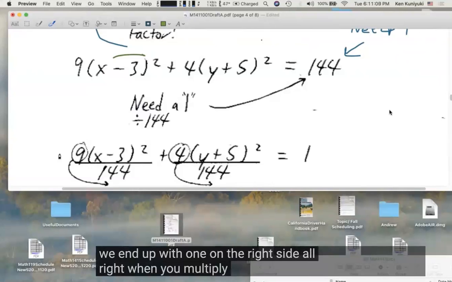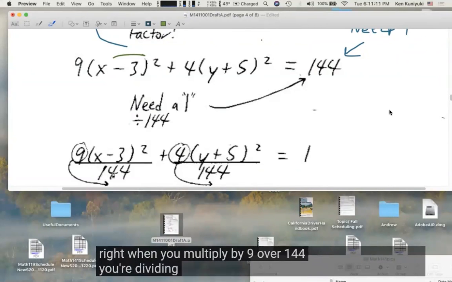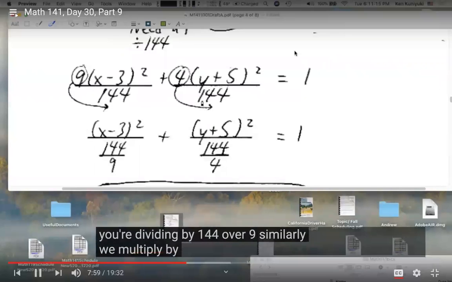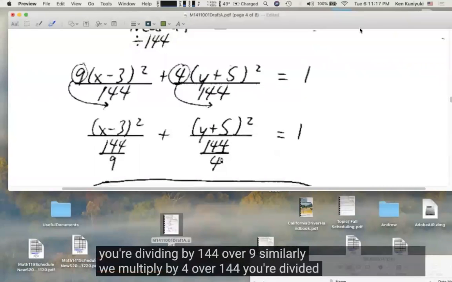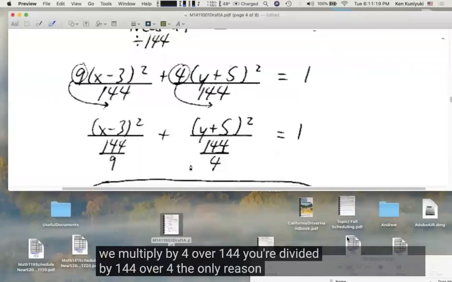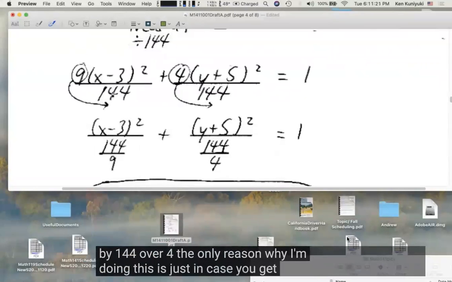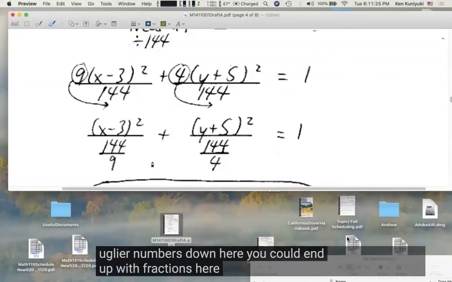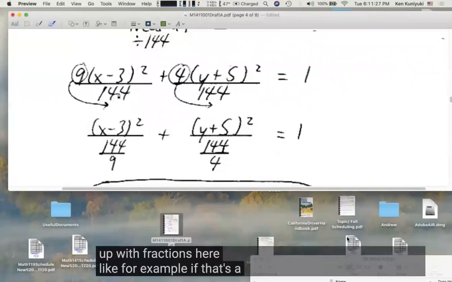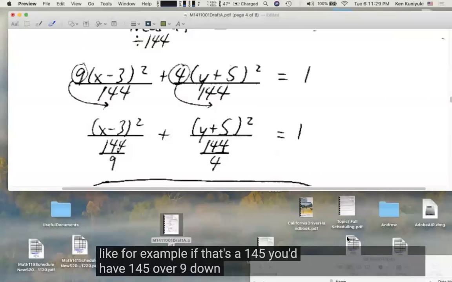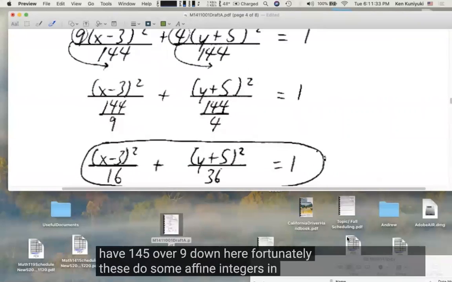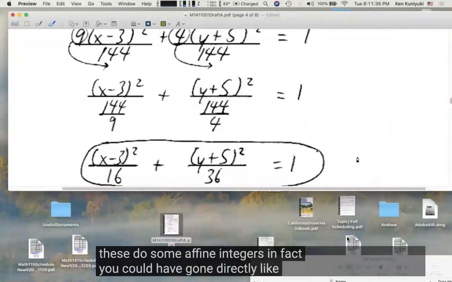All right, when you multiply by 9 over 144, you're dividing by 144 over 9. Similarly, when you multiply by 4 over 144, you're dividing by 144 over 4. The only reason why I'm doing this is just in case you get uglier numbers down here. You could end up with fractions here. Like, for example, if that's a 145, you'd have 145 over 9 down here. Fortunately, these do simplify to integers. In fact, you could have gone directly like so.